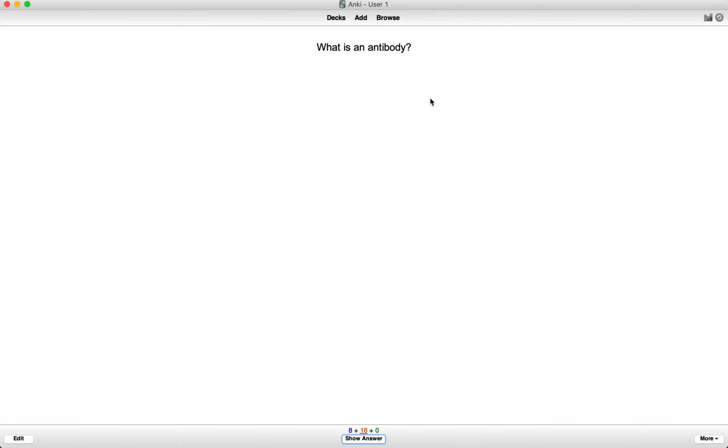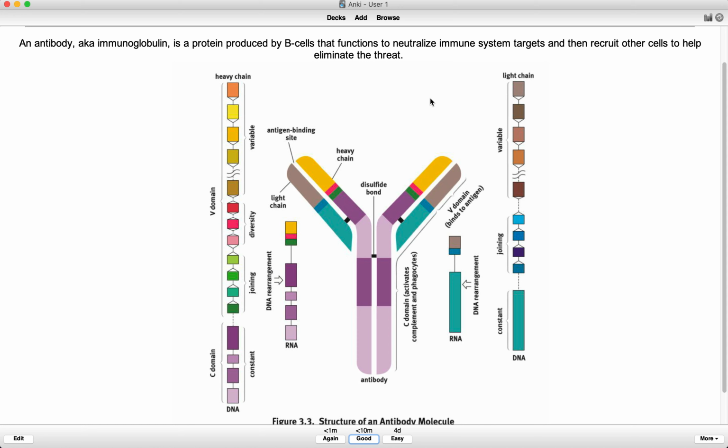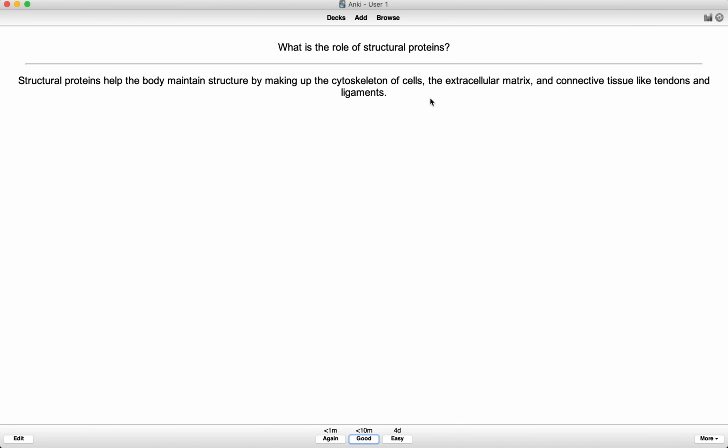Antibodies are things that bind to antigen and mark it for destruction, neutralize it, and recruit our cells to it. Structural proteins make up cytoskeleton, extracellular matrix, and connective tissue.